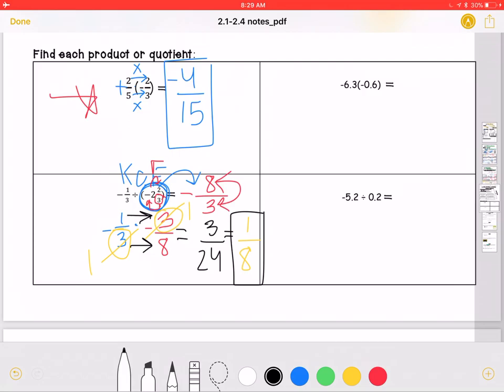Now a negative times a negative, same signs, means our answer is going to be positive. So we get a positive 1/8 here.